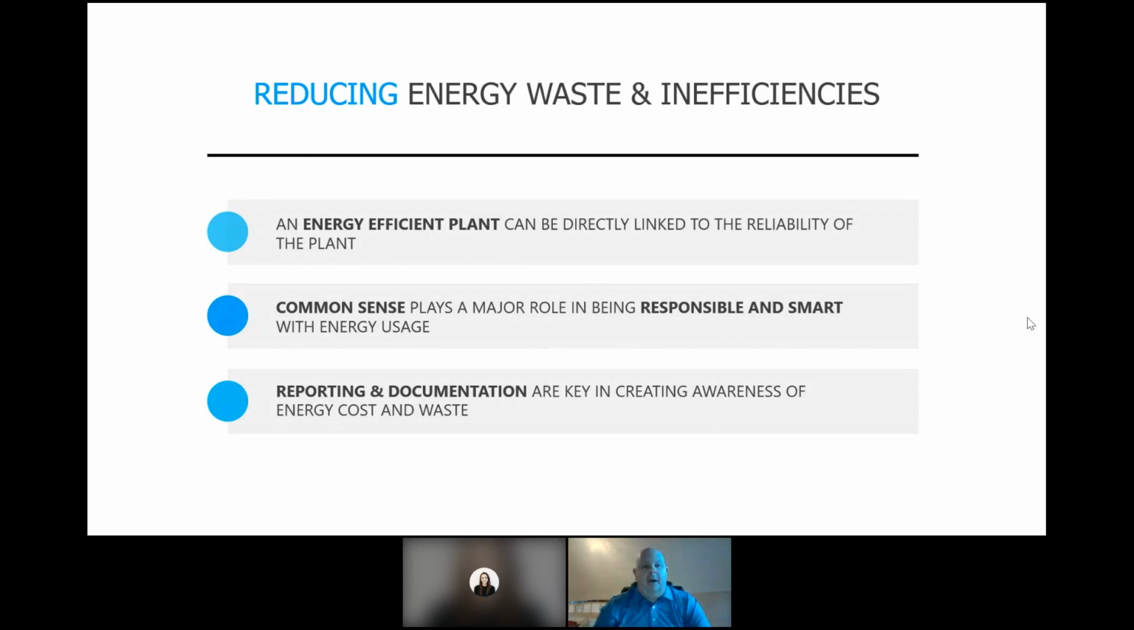But we think about the overall reliability of a plant. A lot of those aspects can be directly related to how energy efficient that plant is. So they are interlinked together. And we think about common sense. Common sense plays a major role in being responsible and smart with our energy usage. Unfortunately, what I see a lot of times when I go into these plants is that the people I'm meeting with have been in this plant for decades, sometimes 15, 20 years.